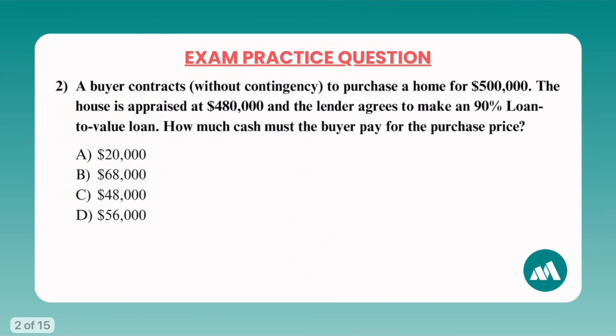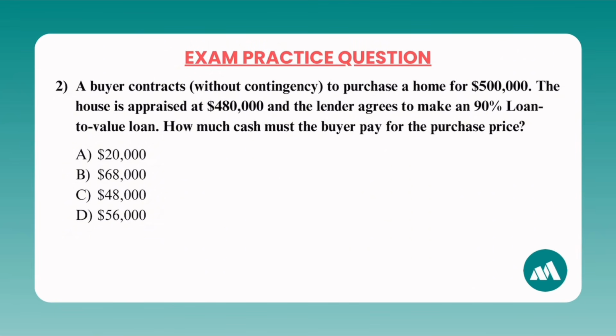Number 2. A buyer contracts without contingency to purchase a home for $500,000. The house is appraised at $480,000 and the lender agrees to make a 90% loan to value loan. How much cash must the buyer pay for the purchase price?